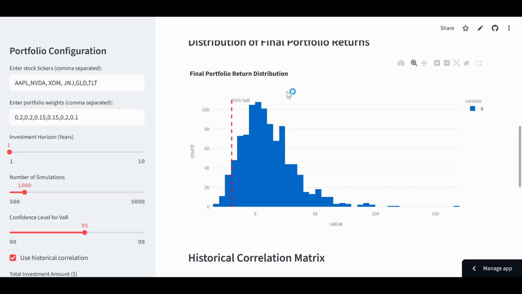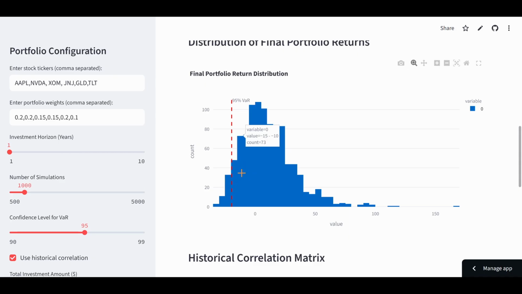So yeah, this is the value, like how much percentage it could go down or how much percentage it can gain. And these are the counts, like the number of situations or simulations that it can go up or beyond. And this red line over here is our 95% value. So behind this, or to the left of this, is our worst 5% of the cases.